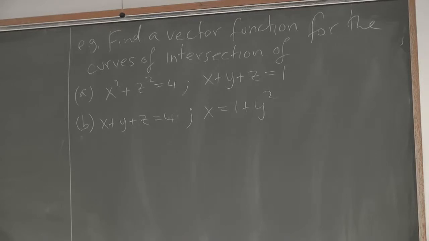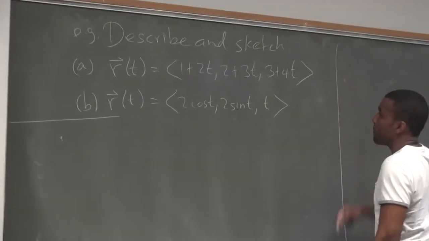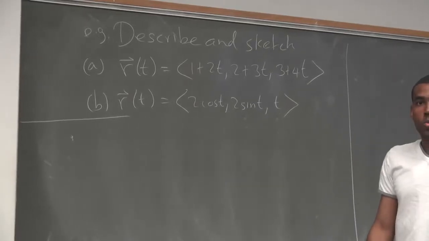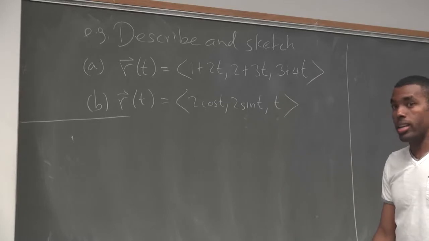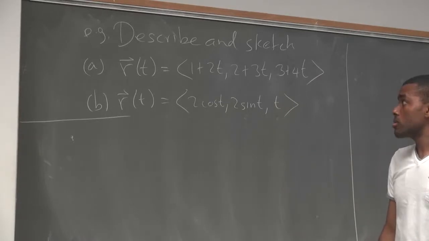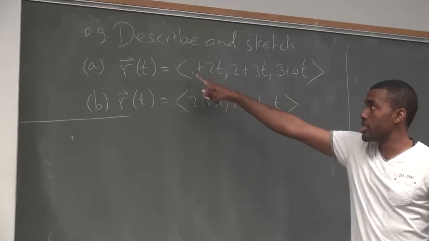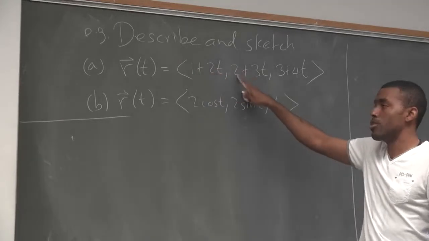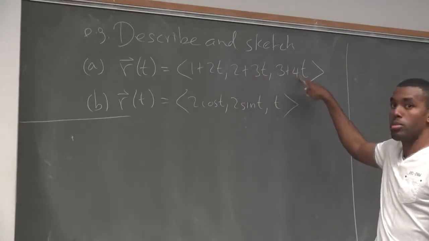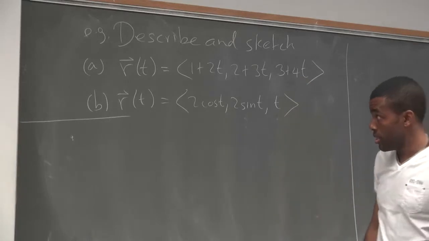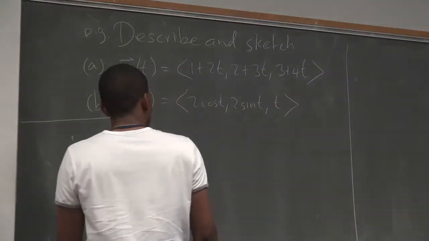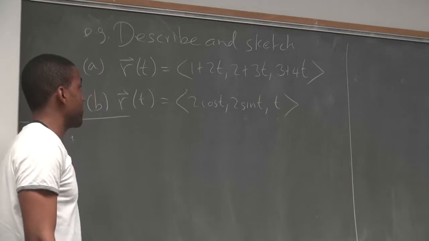Okay, let's start with this. What kind of curve is this? It's a line. How do you know it's a line? All components are linear. X is like x naught plus at, y naught plus bt, z naught plus ct. It has the form of a line. Each component is a linear function. Therefore, we know it's a line. So how do we know how to plot it?